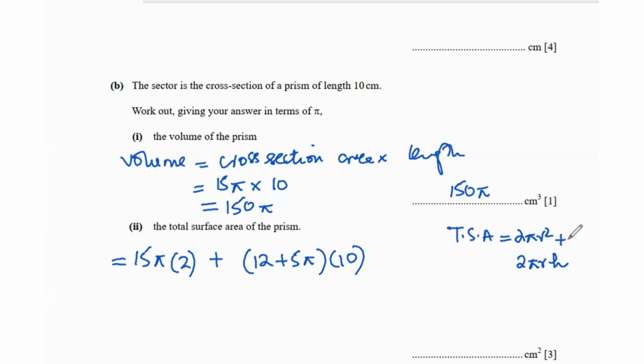2 pi r is the perimeter of a circle, and 12 plus 5 pi is the perimeter of the sector for this prism. So we just multiply the total length of the prism with the perimeter of the sector. And then we add the results. So 30 pi plus 120 plus 50 pi. So that's 80 pi plus 120. That is your total surface area of this prism.